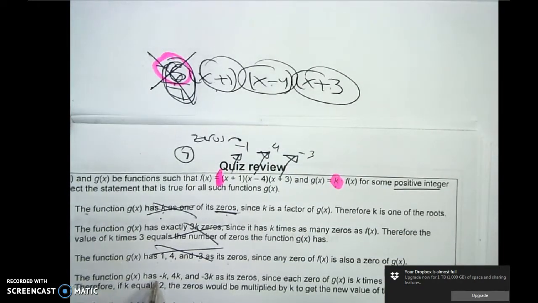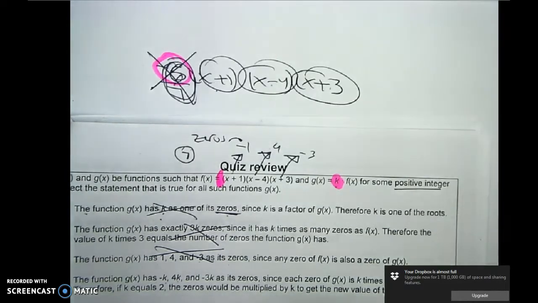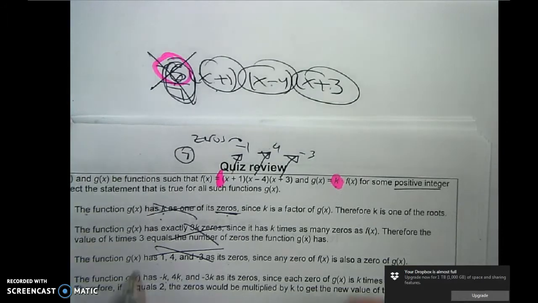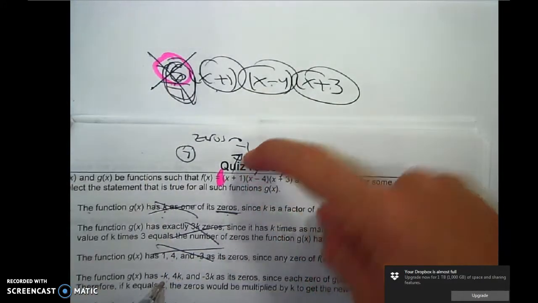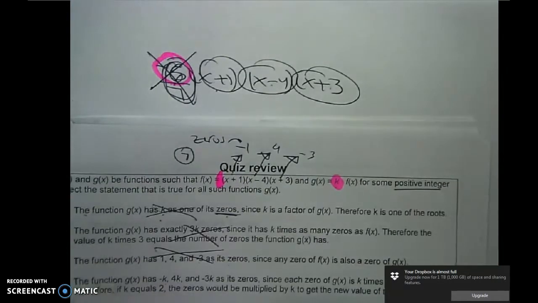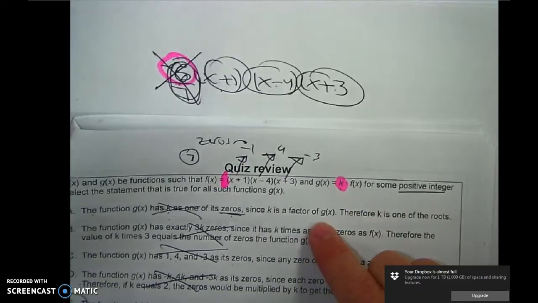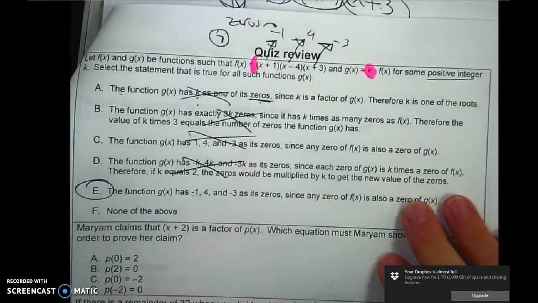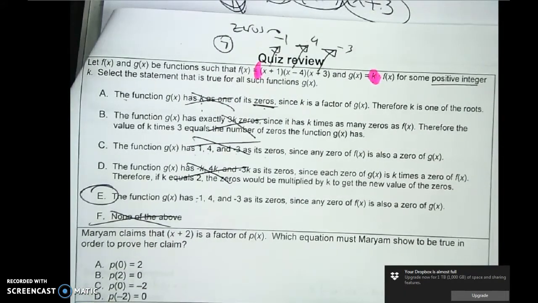The function has -k, 4k, and -3k as its zeros. Well, that would mean that it had -1 times 6/7 as its zeros. The k doesn't affect the zeros, okay? Which means -1, 4, -3, it does have as its zeros. So let me move that up. And it obviously isn't none of the above because E matches.